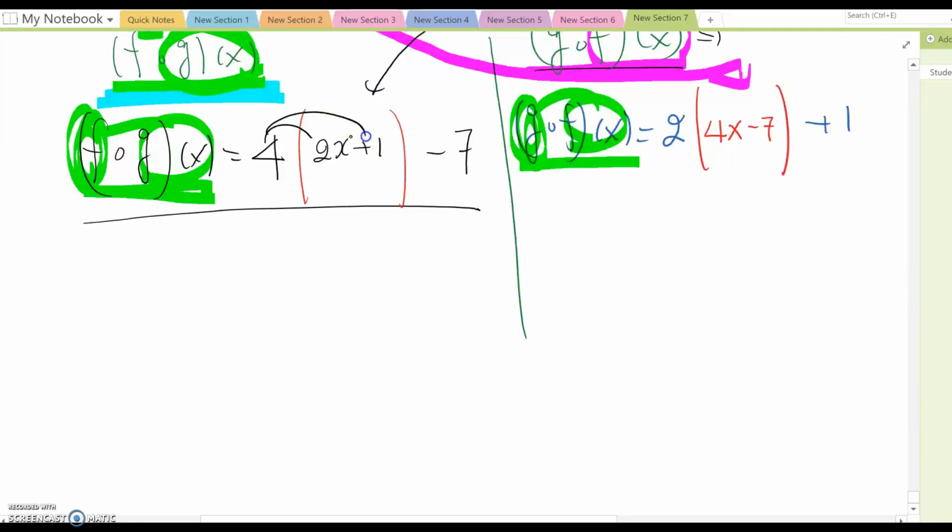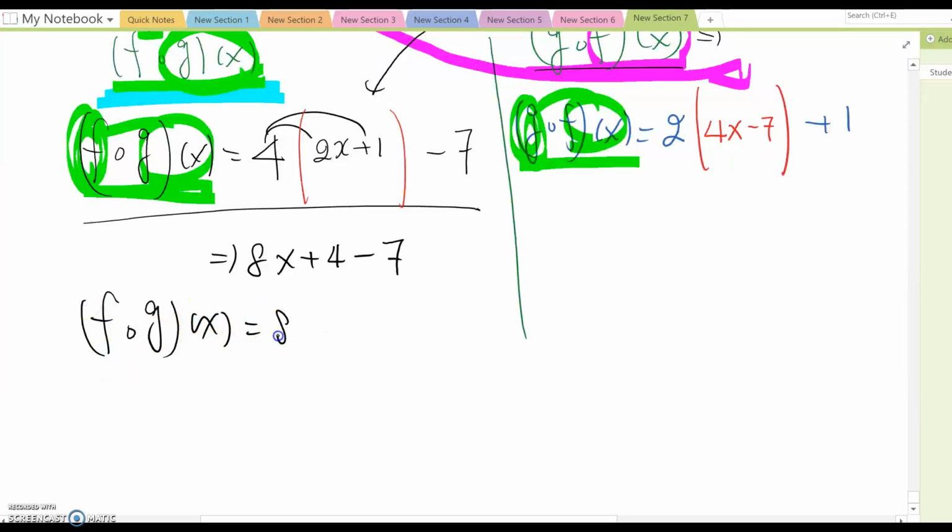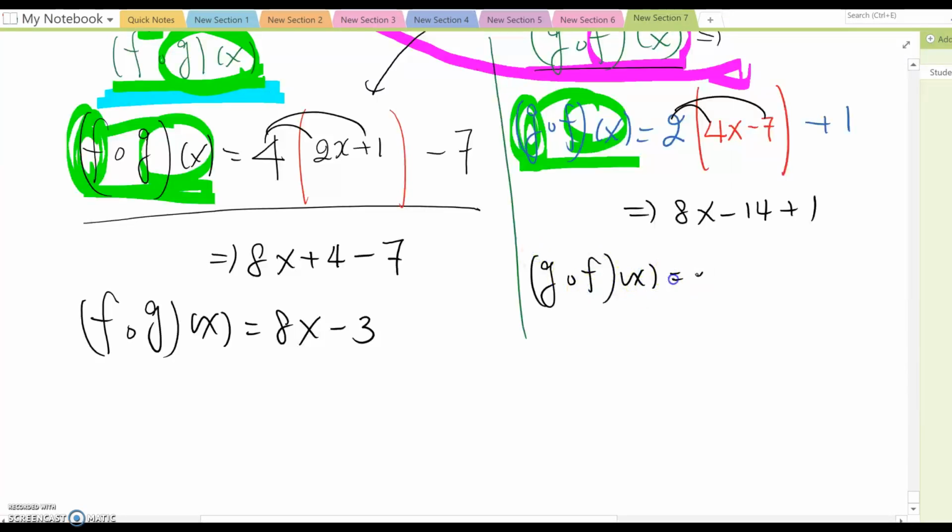Now you distribute, then this becomes 8x plus 4 minus 7. Therefore, f open dot g(x) means 8x minus 3. And then this becomes 8x minus 14 plus 1. So g open dot f(x) equals 8x minus 13. That will be the answer for these two composition functions.